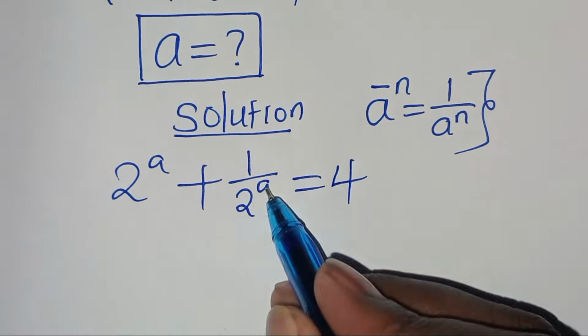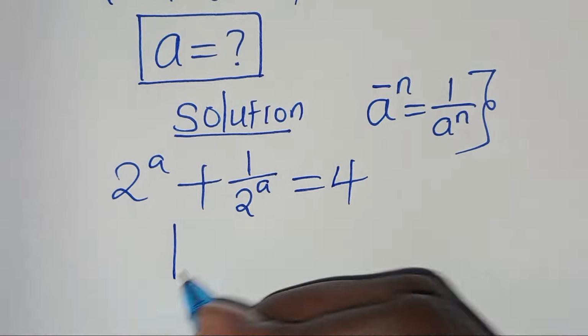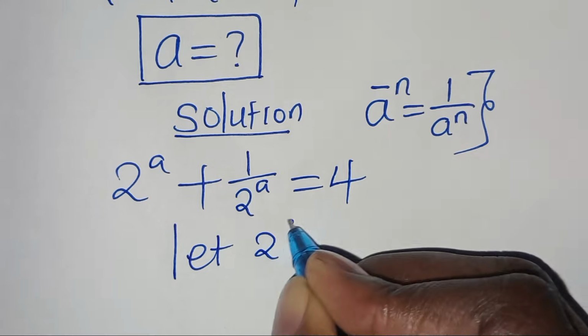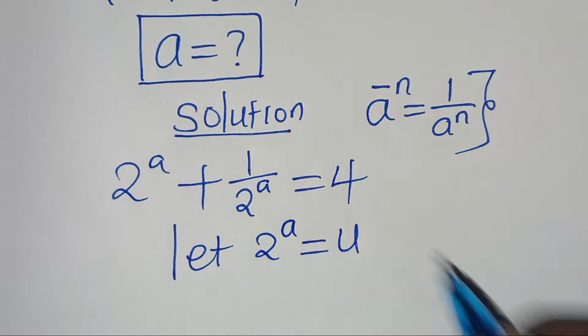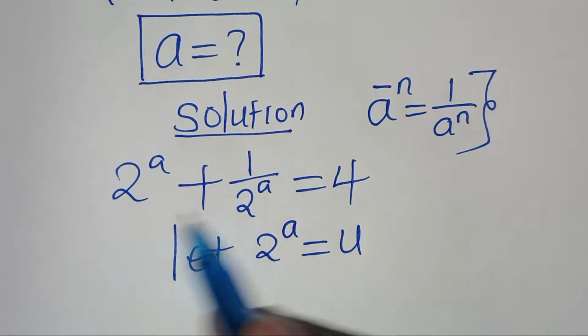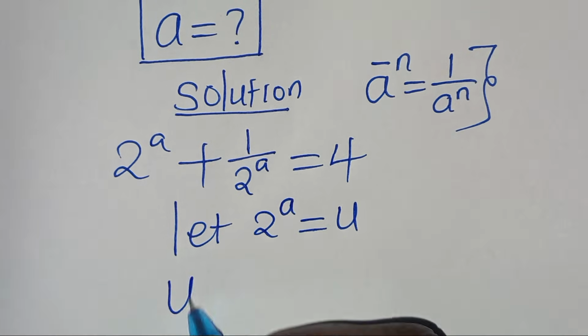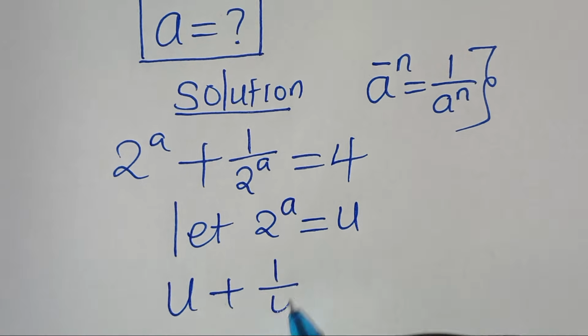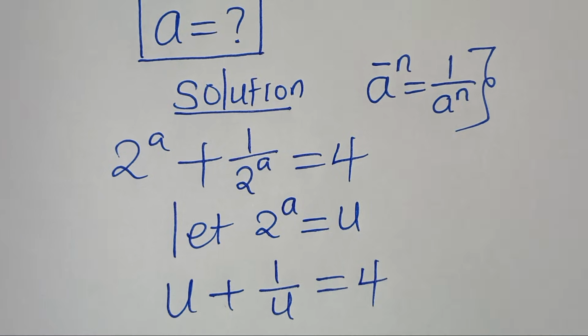Now we have 2 to the power of a here and 2 to the power of a. So we can let 2 to the power of a be equal to u. Let's substitute u into this equation, so we have u plus 1 over u, which is equal to 4.